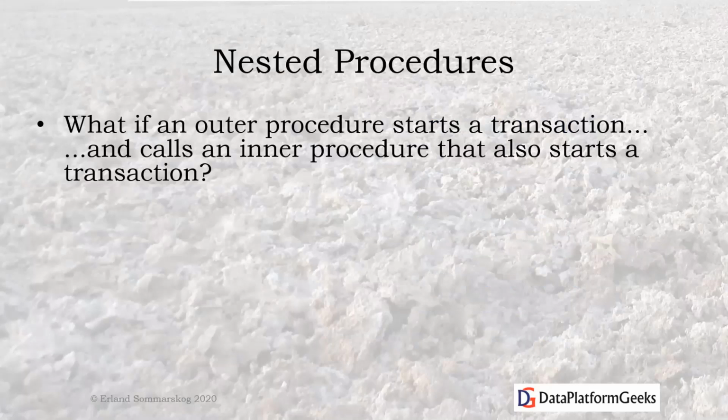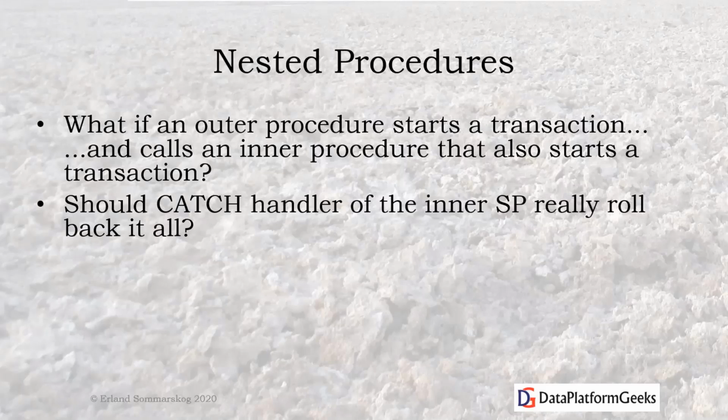Now let's think about nested procedures. We touched on this earlier, but so we have this. We have an outer procedure that starts a transaction. And then it calls an inner procedure that also starts a transaction. Now we ask ourselves, should the catch handler of the inner SP roll back everything? I mean, what if the outer procedure wants to do a plan B or just log the error and continue with something else? Because it knows that we could produce an error and it has an idea about it. And ideally, no, we should not roll it back.